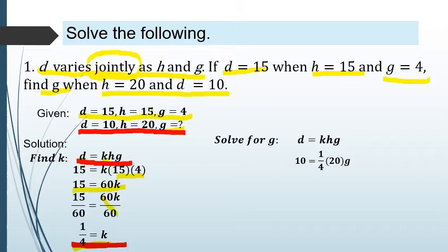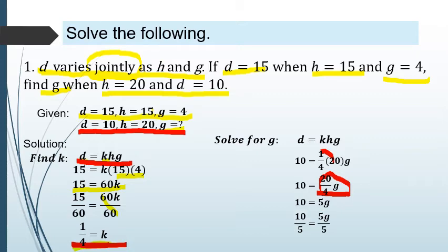So, this time, yung 20 i-multiply sa 1. We will have now 10 equals 20 over 4G. Ito, pwede nang i-simplify. 20 divided by 4, magiging 5G. So, 10 equals 5G. Para makuha ang value ng G, divide both sides by 5.